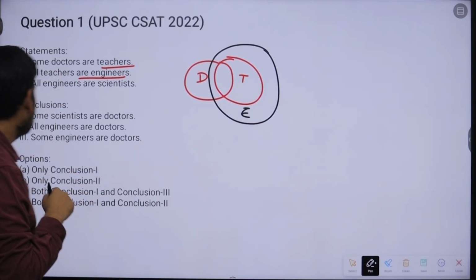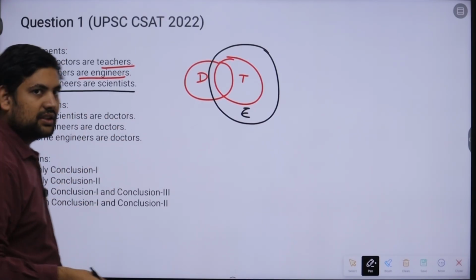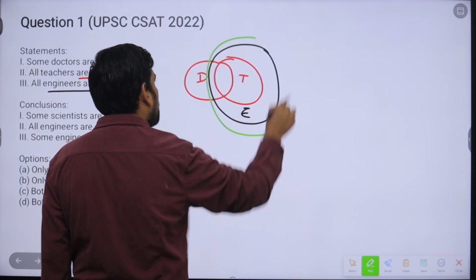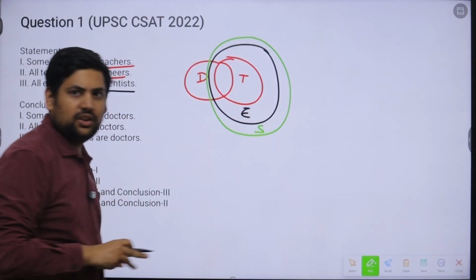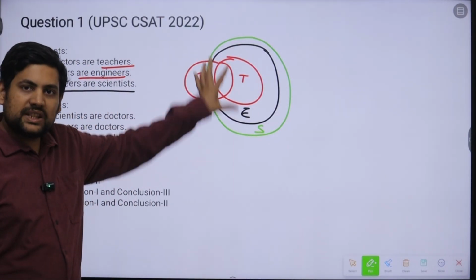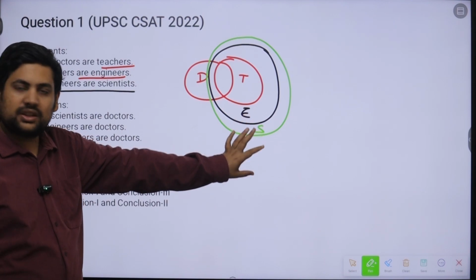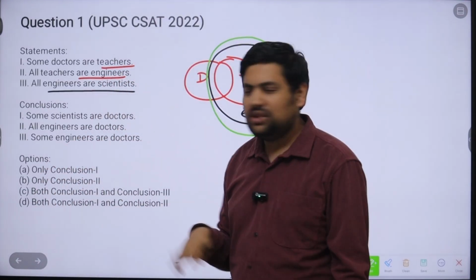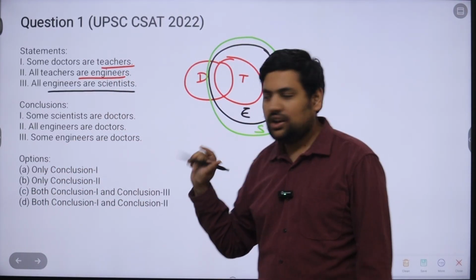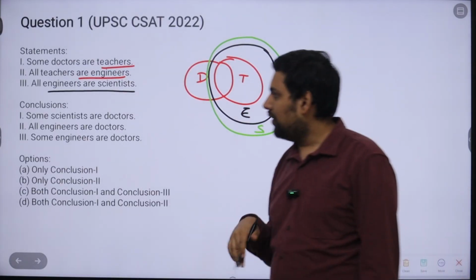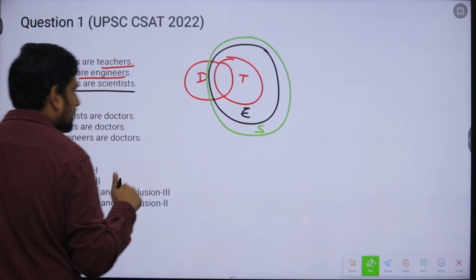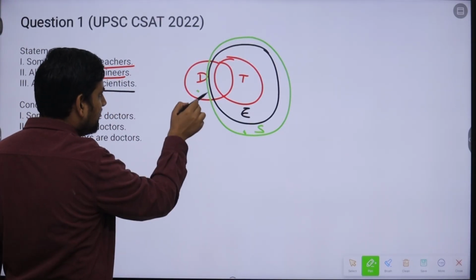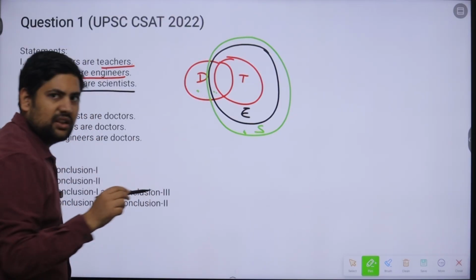All teachers are engineers. Then all engineers are scientists. This is the third one. It says all engineers are scientists. That means all the engineers must be contained inside the scientists. So you have drawn the diagram. Was there any discrepancy? No. These are very easy statements. So you got here very easily. Now it says some scientists are doctors. Is it true? Yes, there is some intersection. Correct.